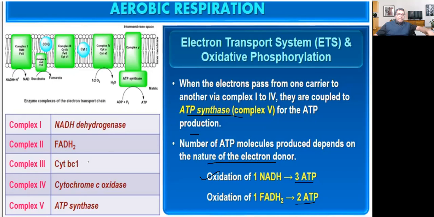So how many complexes are there? 5 complexes. Complex number 1 is NADH dehydrogenase. Complex number 2, FADH2. Complex number 3, cytochrome BC1. Complex number 4, cytochrome C oxidase. And complex number 5 is ATP synthase. So you have to remember this. From one molecule of NADH, how many ATP are produced? The answer is 3 ATP. And from one molecule of FADH2, how many molecules of ATP will be produced? 2 ATP.